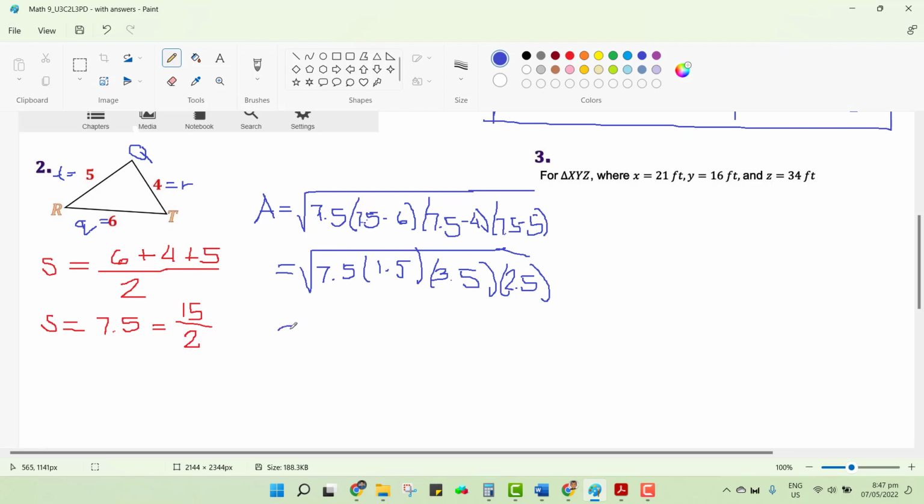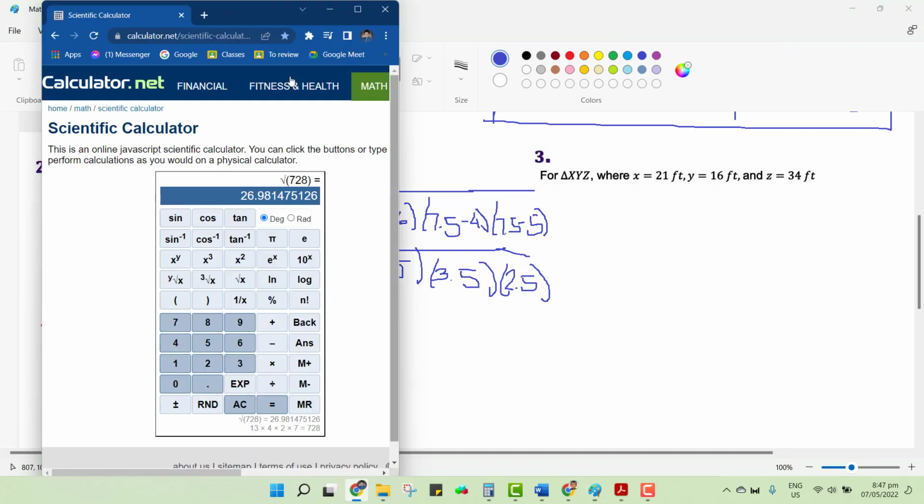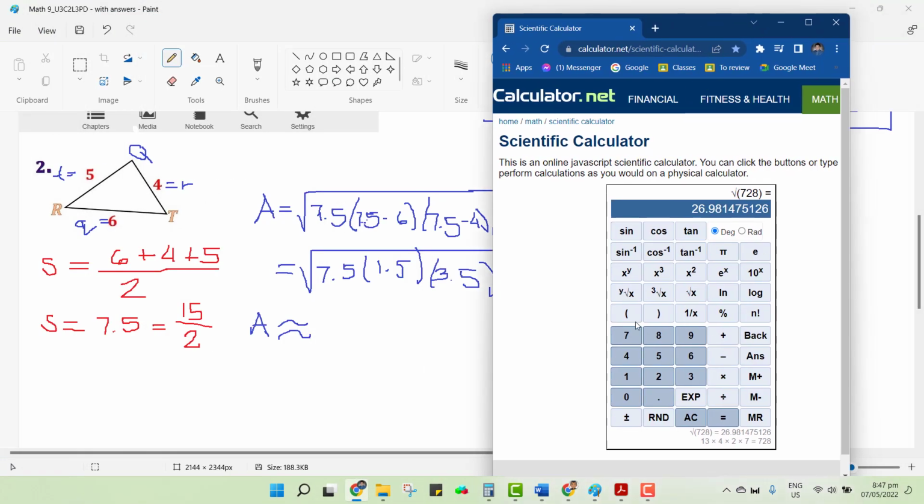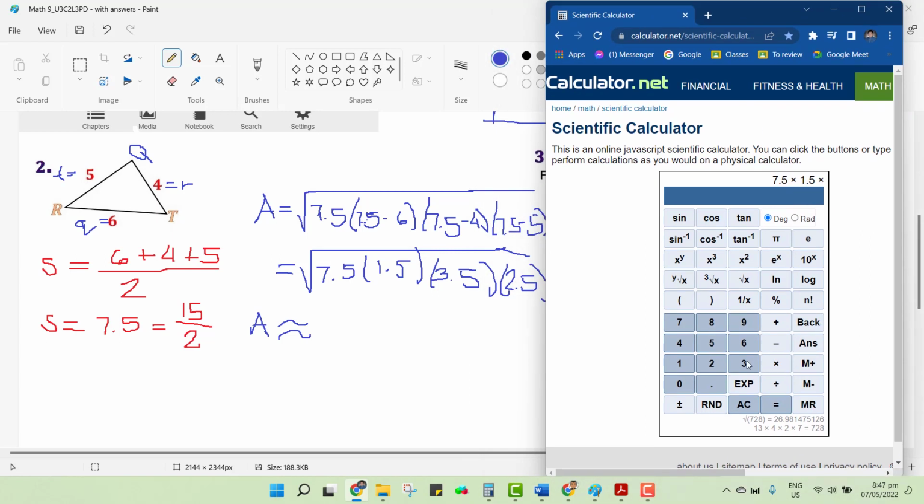So you could approximate this again for your area. Let's use the same calculator. So we'll have here the product first of the radicands so that we will not have any problem with possible confusion in the calculator. So you will have to click AC to remove all. So you have 7.5 times 1.5 times 3.5 times 2.5. That's equal to 98.4375.